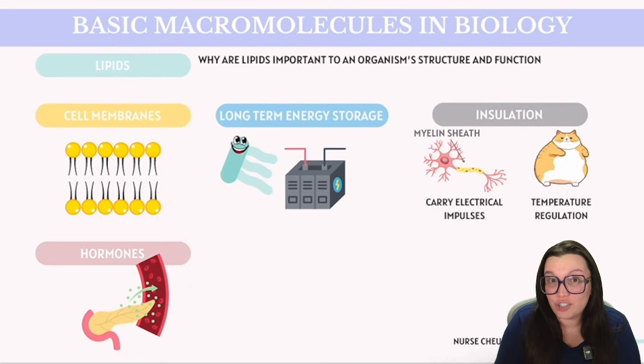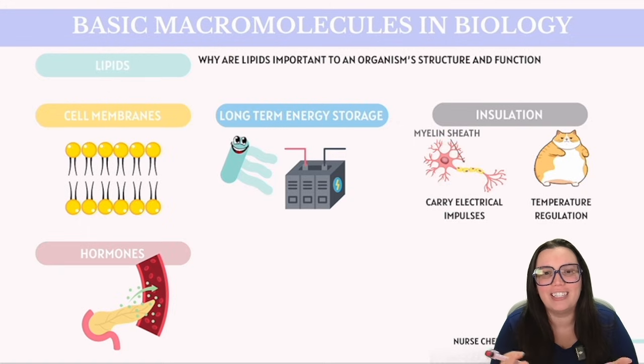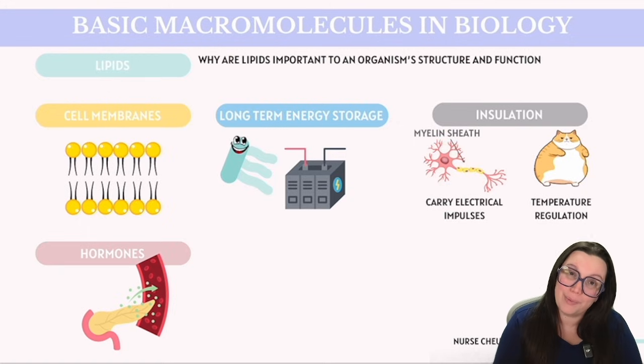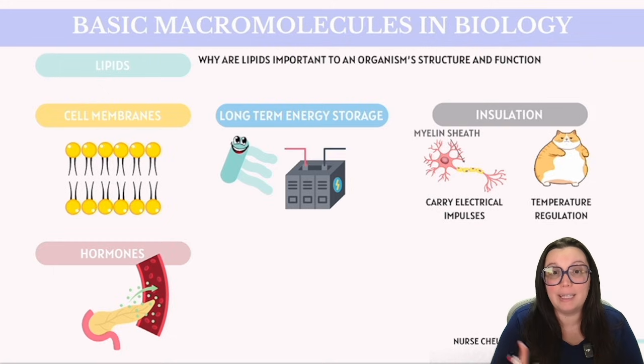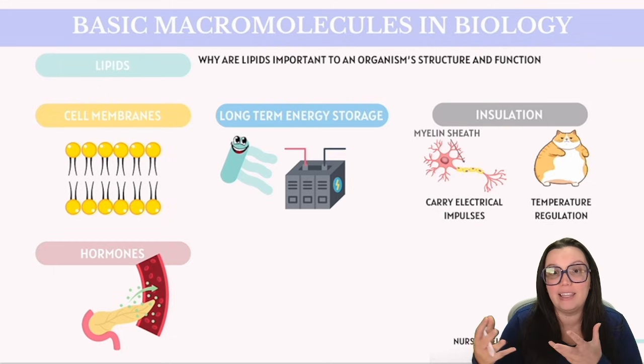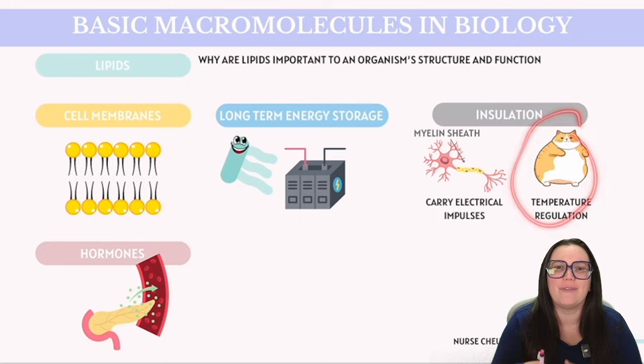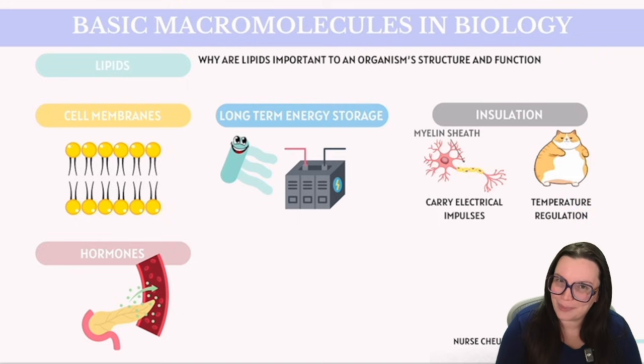This includes electrical insulation, such as the myelin sheath surrounding many neurons, which enhances the speed of electrical impulse transmission. Thermally, lipids are integral for temperature regulation, evident in the thick layers of blubber we see in marine animals such as the harp seal, or even in an oversized kitty cat, which helps them retain heat in frigid temperatures.